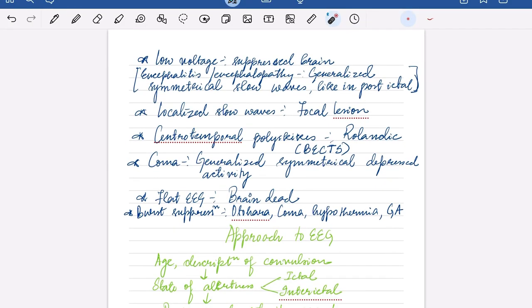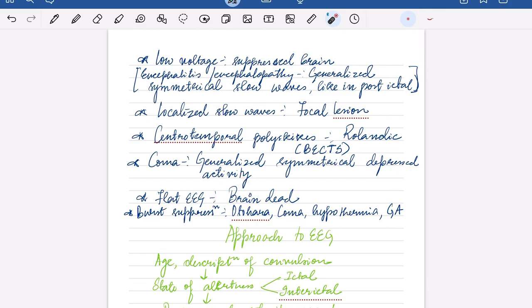Now low voltage EEG pattern is seen in case of suppressed brain, like for encephalopathy, encephalitis, if it is generalized low voltage. However, if it is associated with a focal site, then it can be due to localized slow waves from a focal lesion. Then centrotemporal polyspikes are seen in Rolandic epilepsy or BECTS, that stands for benign epilepsy of childhood with centrotemporal spikes. Then in coma we see a generalized symmetrical depressed brain activity.